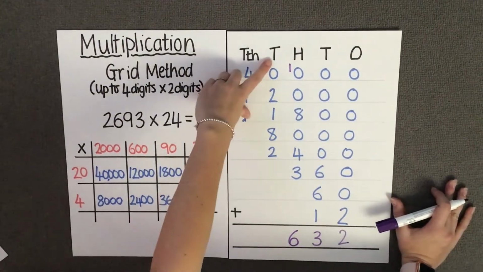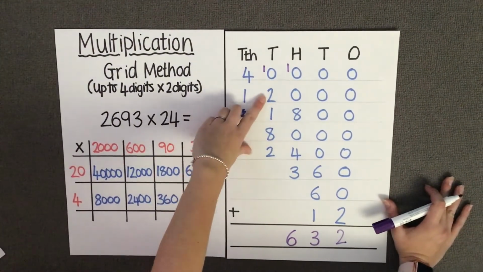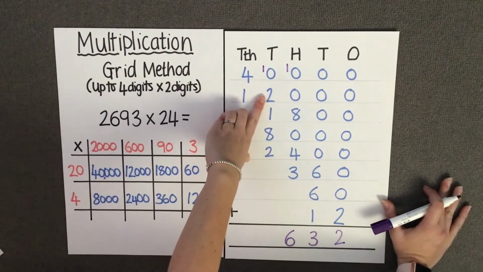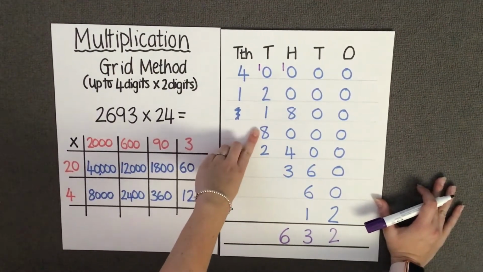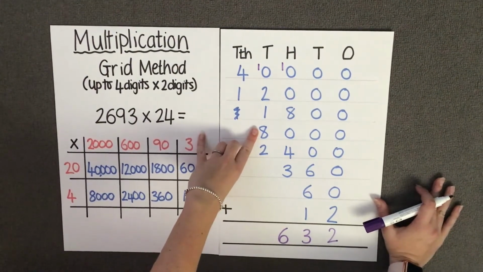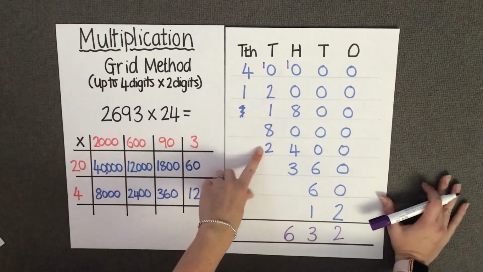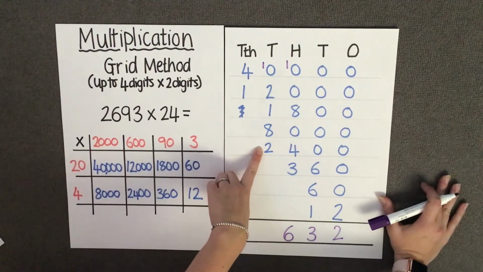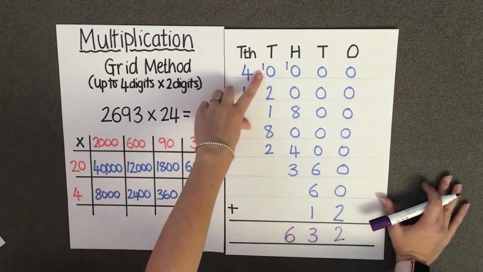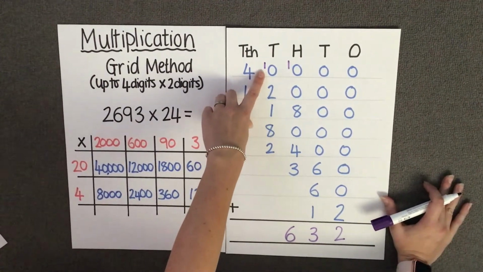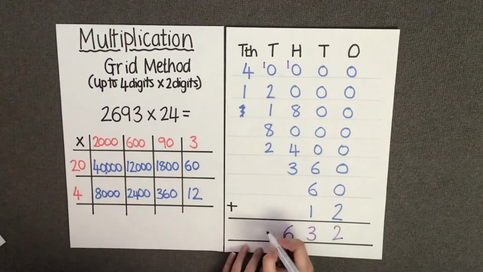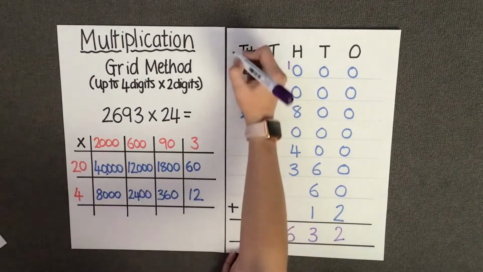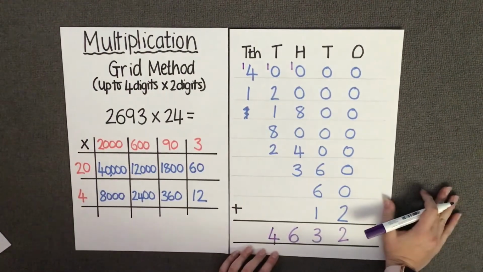We can then add our thousands. So 0 thousands add 2,000 is 2,000, add 1,000 is 3,000. 3,000 add 8,000 is 11,000. 11,000 add 2,000 is 13,000. Add 1,000 that we carried before is 14,000. In the number 14,000, we have 4,000. We have 1 ten of 1,000, which we carry over.